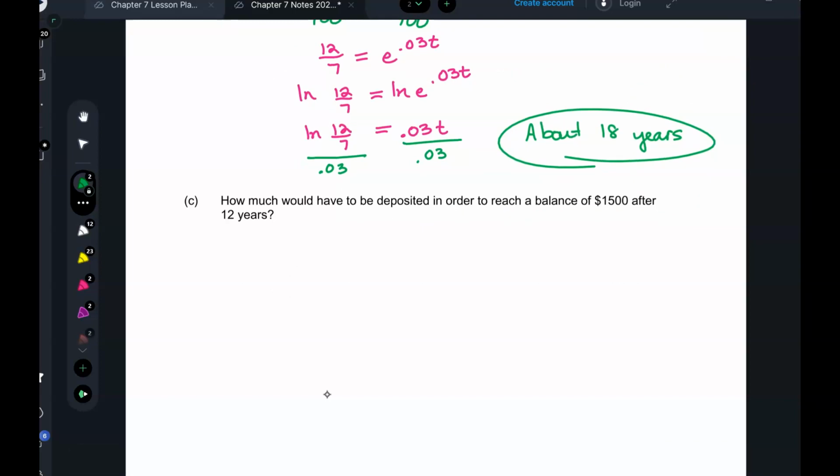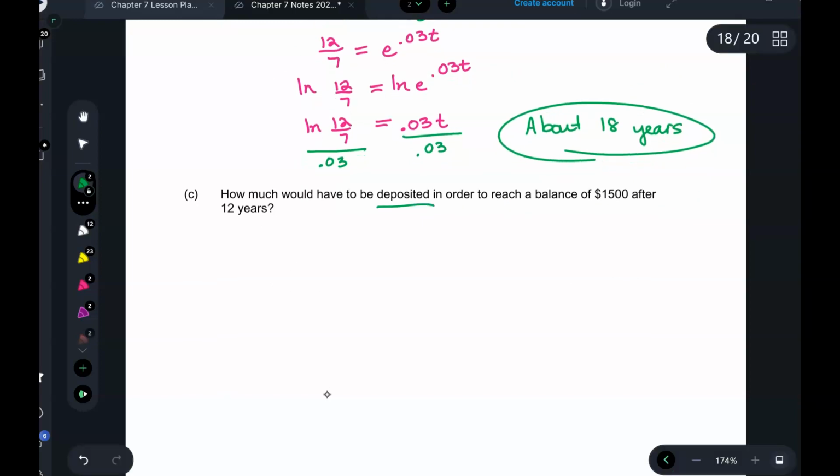Okay, last one here. How much would you have to deposit in order to reach a balance of $1,500 after 12 years? So I'm now asking what should be my principal amount. These are the kinds of questions too. So 1,500 equals P e, we're still at 3%, same question, times 12.